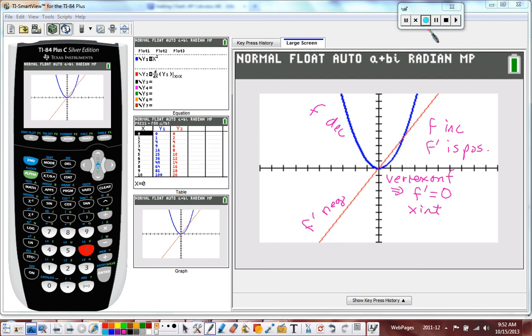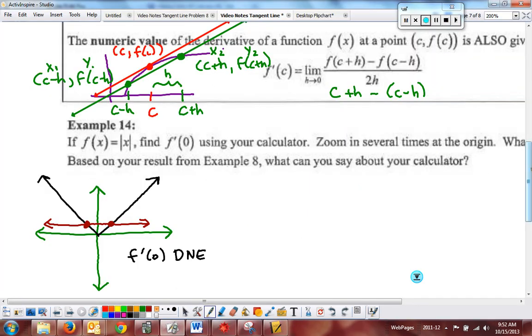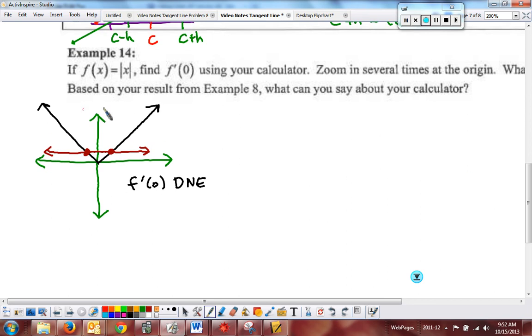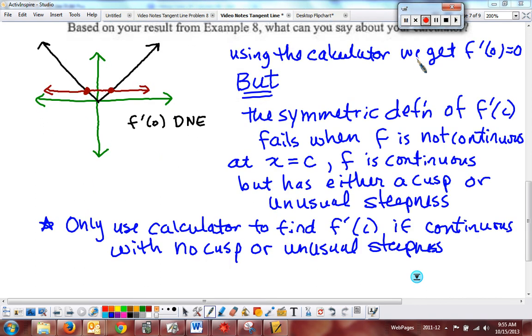All right, so what I want to do right now is go back to the notes here. Let's see, was there another example in there? Can you summarize here about your calculator? When can you use your calculator? When do you have to be careful about your calculator? So go ahead and summarize that here in example 14 for me. You check what you put up on yours with what I have for mine.